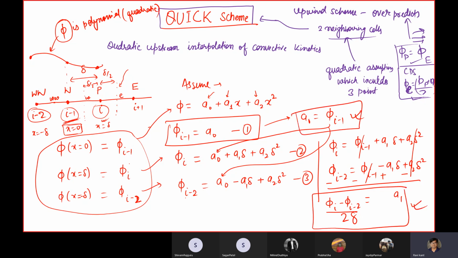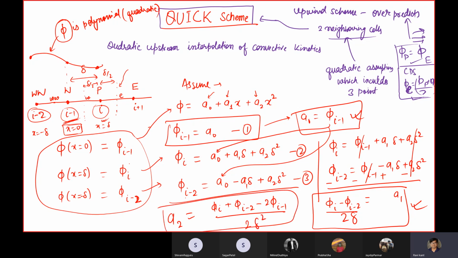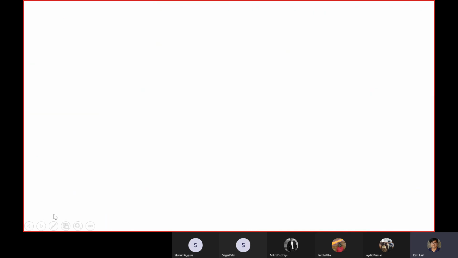So a1 and a0 are estimated. Similarly we can get a2: if you do the algebra, you will get phi I plus phi I minus 2 minus 2 phi I minus 1, divided by 2 delta square. So all the coefficients we get. Now we have the polynomial in our hand, so let's substitute in the polynomial.